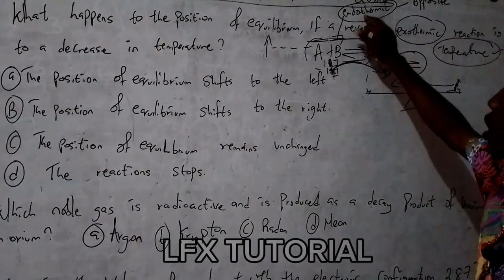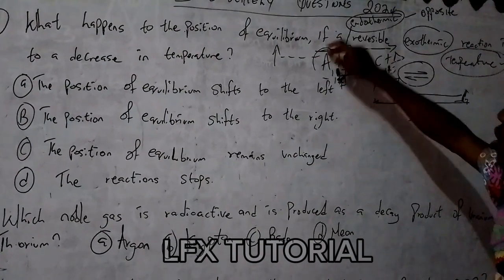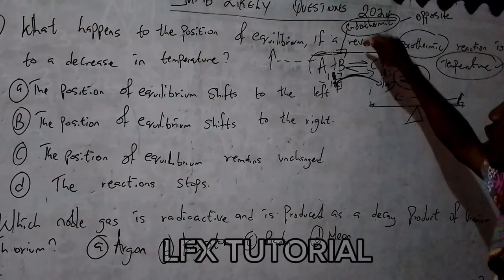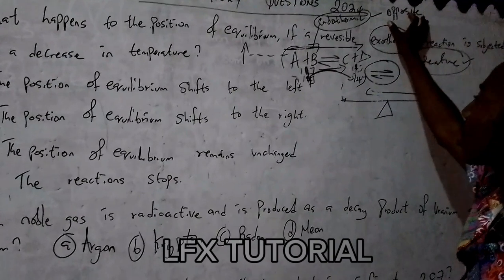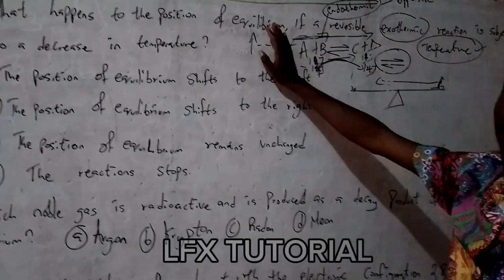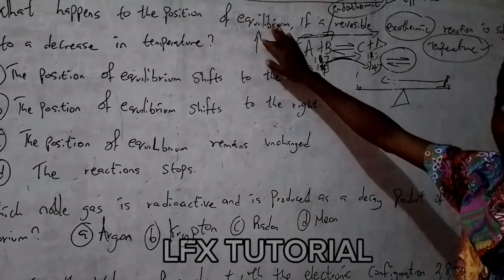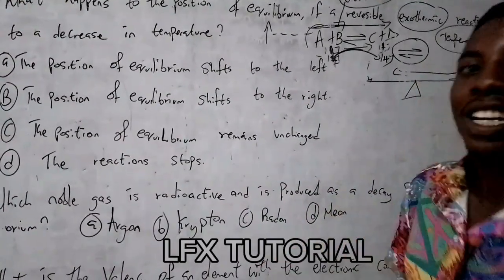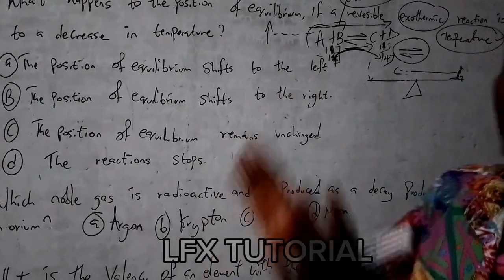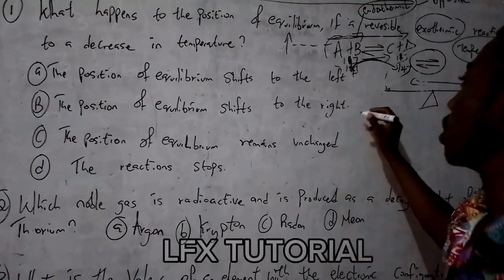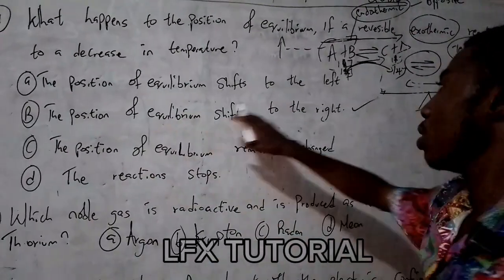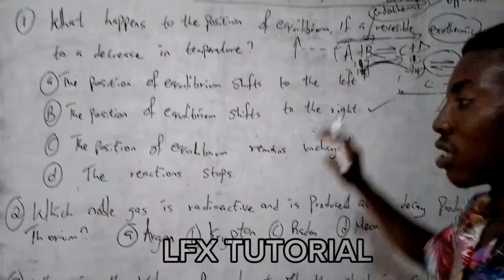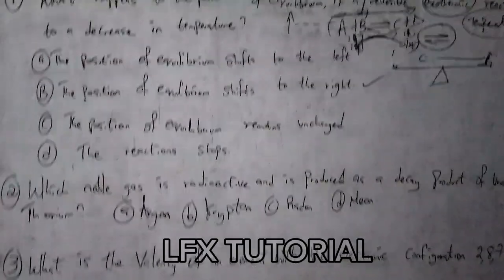Remember, in an endothermic reaction, if you increase the temperature, it will move to the right. That means if you decrease the temperature of an exothermic reaction, it will now move to the right. But if you increase it for endothermic, it will also move to the right. So the answer is B: the position of the equilibrium shifts to the right. Now, let's go to number 2.